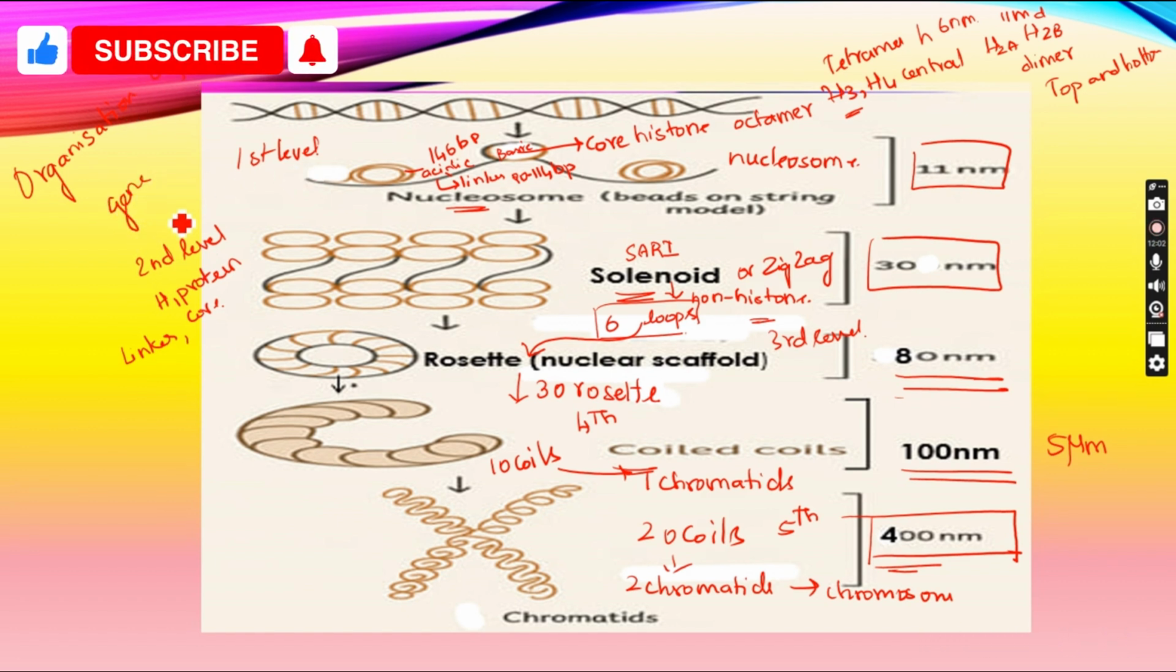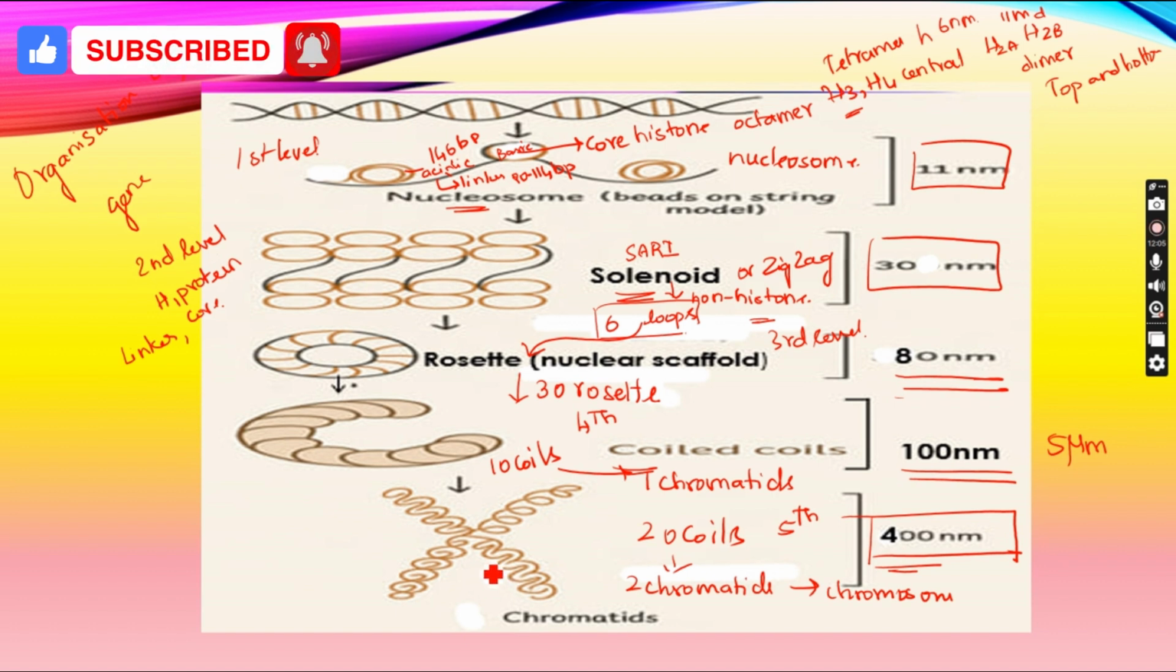DNA can form a gene. A gene is going to be formed into a chromosome through this level of organization. Five levels of steps are involved.